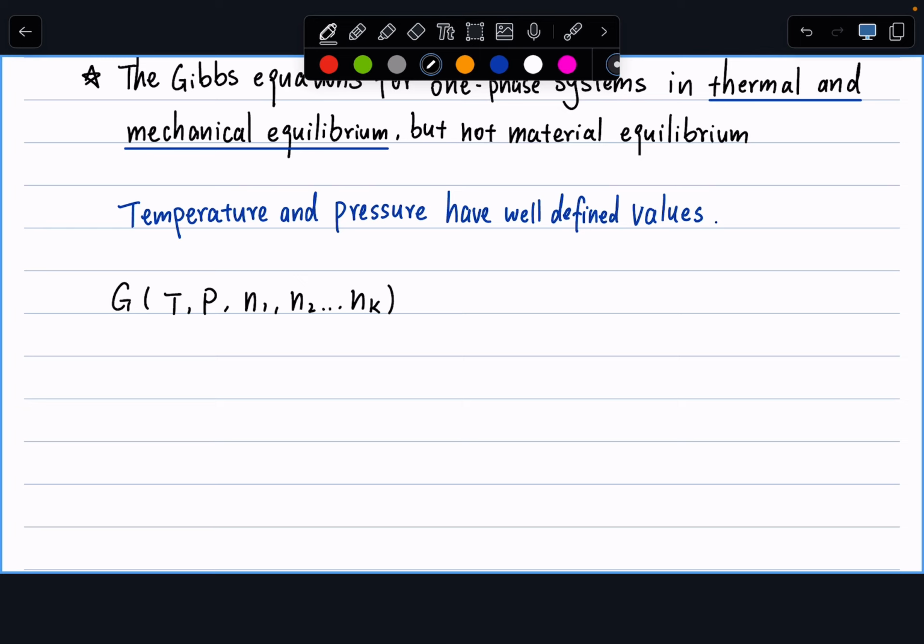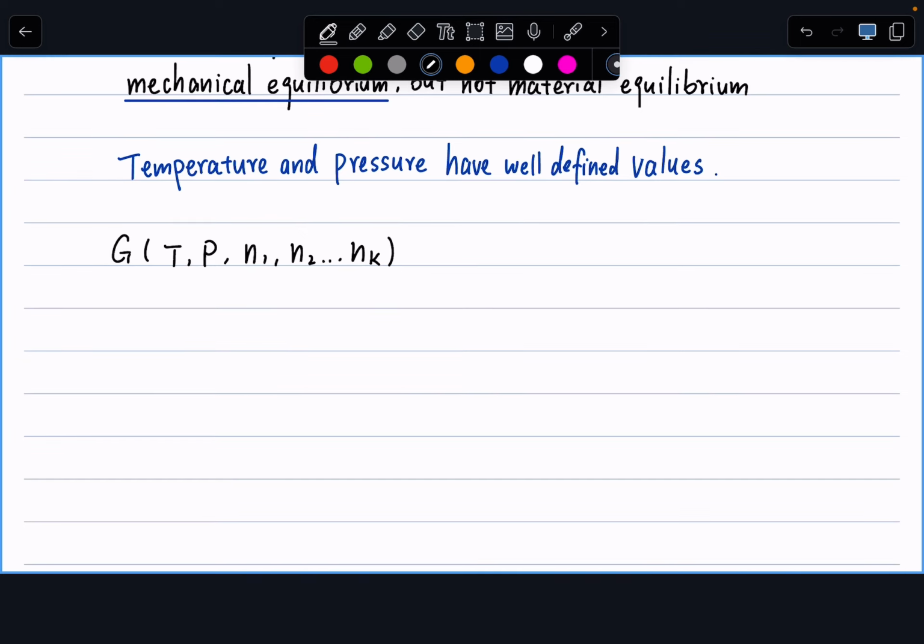Right, and then what do we know? We also know that we can write the total differential, right? So for a function z as a function of x and y, you should know how to write the total differential. dz equals the partial derivative of z over x at constant y dx plus the partial derivative of z over y at constant x dy.